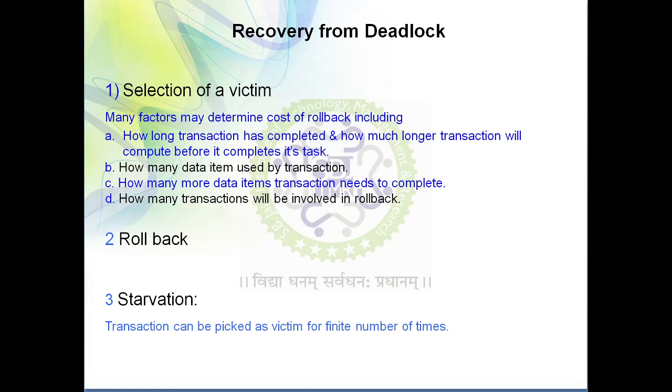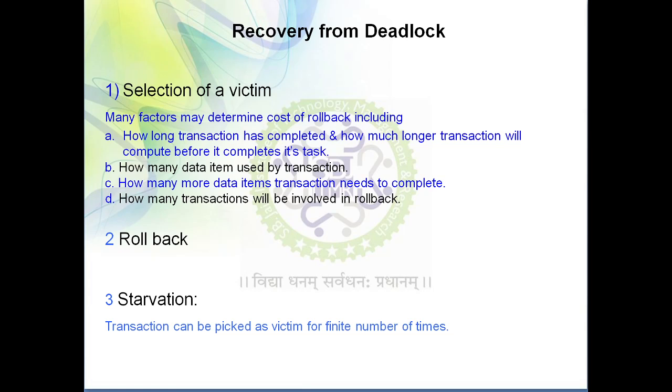Second, how many data items are used by the transaction. For example, there are two choices available. Transaction T1 is holding 5 resources and is still waiting for another, and transaction T2 is holding only 1 resource and is waiting for others. Which transaction will you roll back? Obviously T1, because it already holds 5 resources. If I roll back T1, those 5 resources will be freed and allocated to different transactions, so their work can be executed and the deadlock situation can be solved.